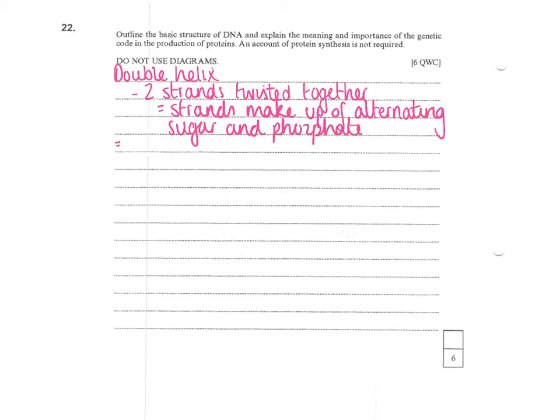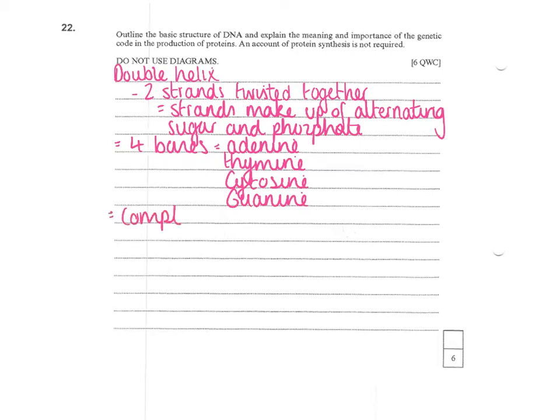Then we can say that there are 4 bases. You need to name the bases and you need to be able to spell them correctly. So we have adenine, thymine, cytosine and guanine. With that then, we could do the complementary pairing, and we know that adenine binds with thymine and cytosine binds with guanine.